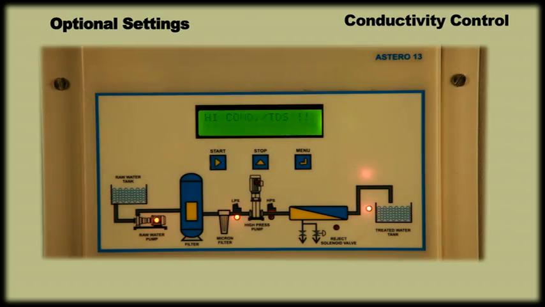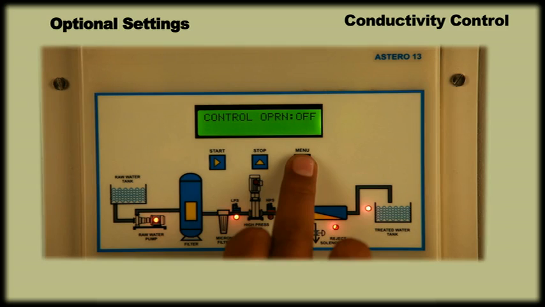Conductivity control operation. When the permeate conductivity TDS exceeds set value, then the panel trips showing high conductivity TDS on display if control operation is on. The default setting for control operation is off. How do we enable control operation?